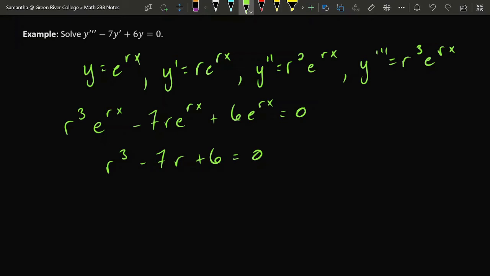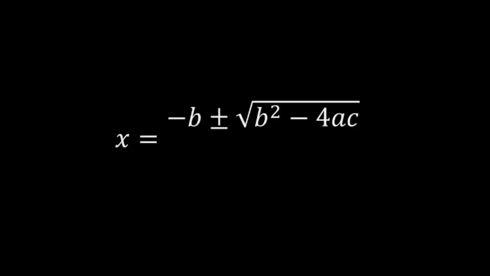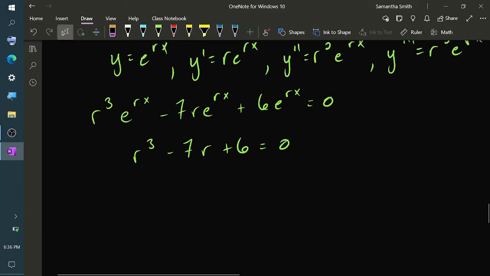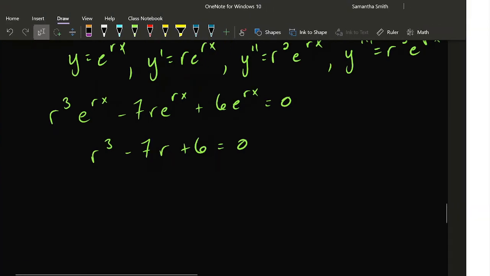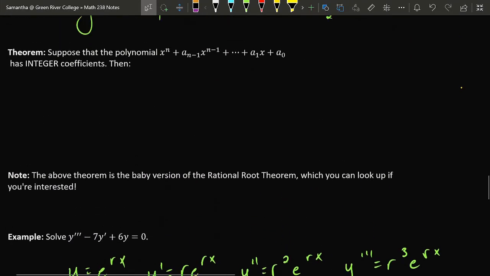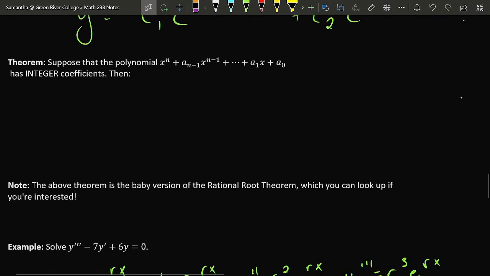Now, because this is no longer quadratic, we can no longer solve this using the quadratic formula. So what are we going to do to be able to determine the values of r that make this equation true? That's where the previous theorem comes in. It gives you a way to make an educated guess about the values of some of the solutions to an equation like the one below.